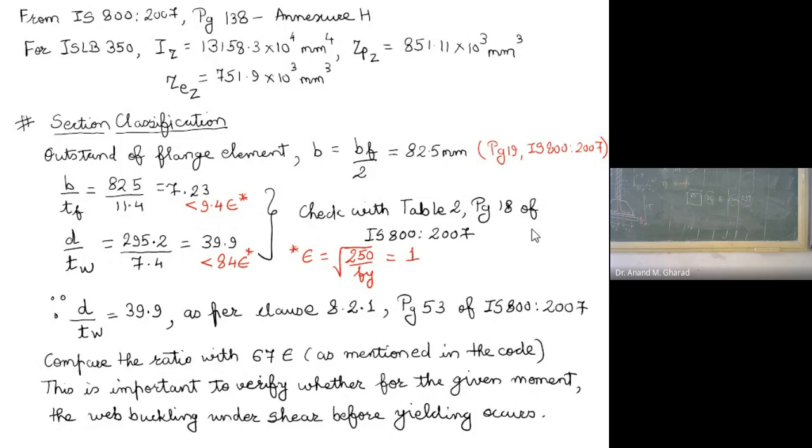Okay, so let us see how much the b/tf ratio is. It is 7.23. I have written it as less than 9.4 epsilon. Epsilon over here stands for the value of the square root of 250 by fy. The fy value is given in the problem as 250, so epsilon value will be 1. Therefore this whole value will be only 9.4. So it is very clear, 7.23 is less than 9.4. This portion, the flange, will lie in the plastic section.